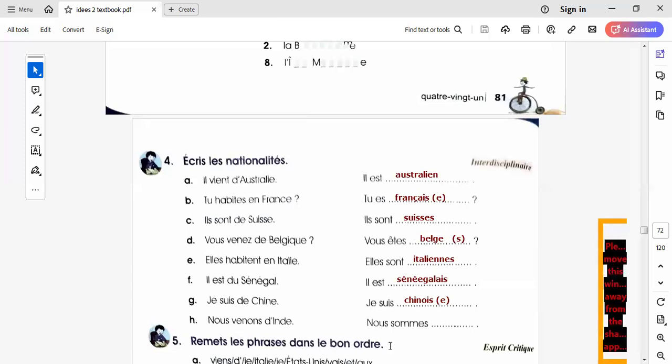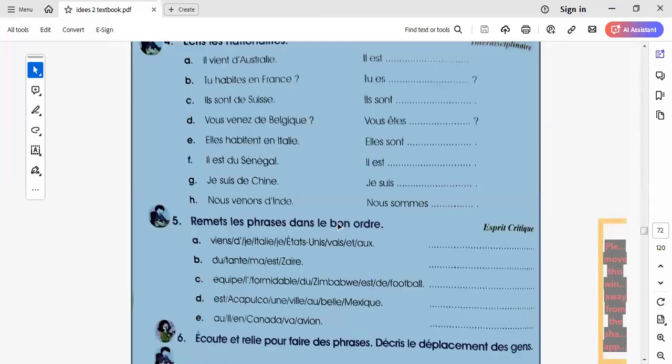Nous venons d'Inde. Nous sommes, we are from India, we are. So plural form. So INDIENS you can write, or you can write INDIENNES. Feminine plural or masculine plural, because we cannot identify the gender. It can be masculine or it can be feminine. Let's move on to the next exercise.